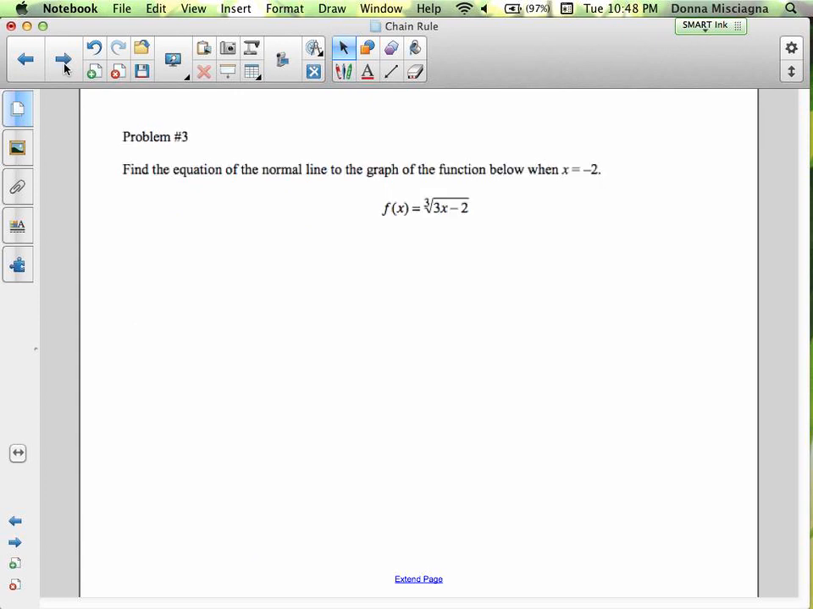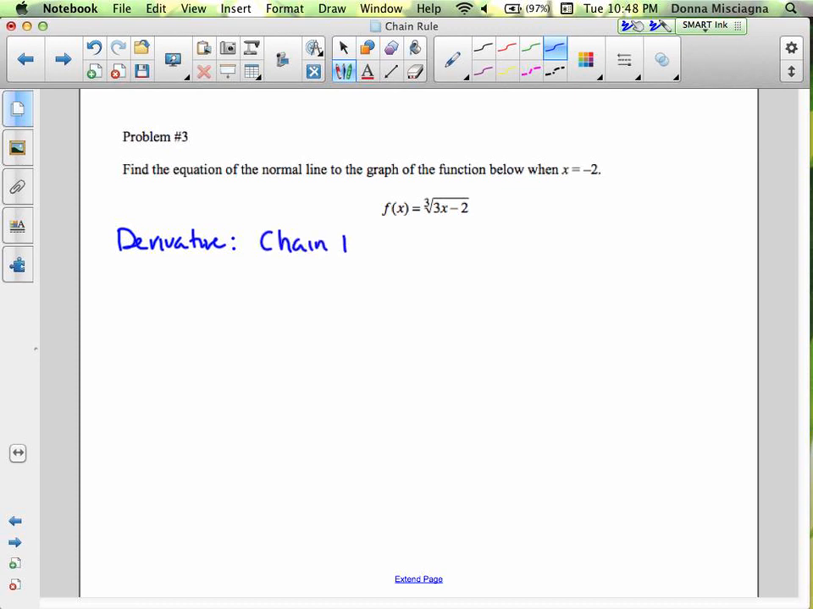How about problem 3? Find the equation of the normal line to the graph of the function below when x equals -2. All right, first thing we got to do is find the derivative. This one is a chain rule. So we have the outside, so it's going to be the derivative of the outside times the derivative of the inside.